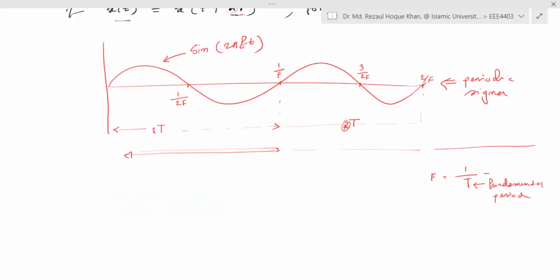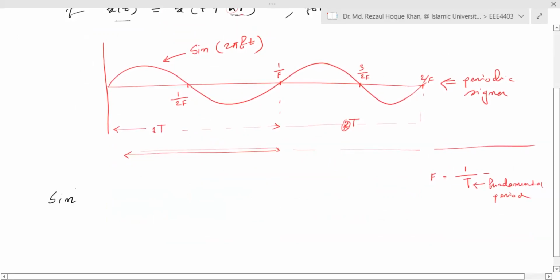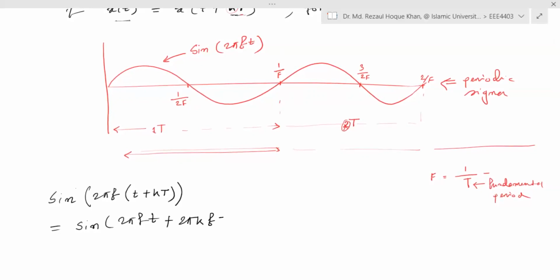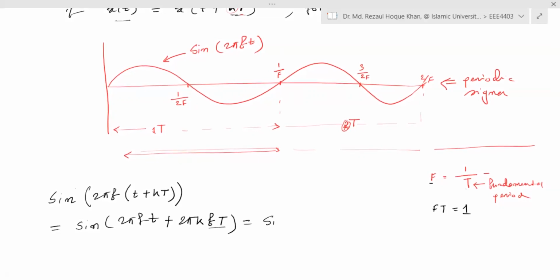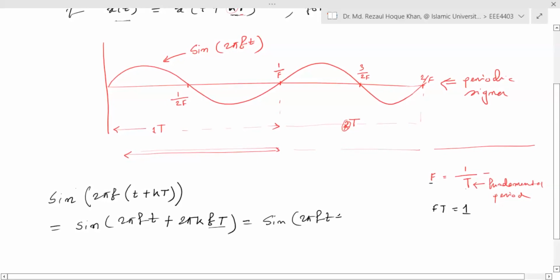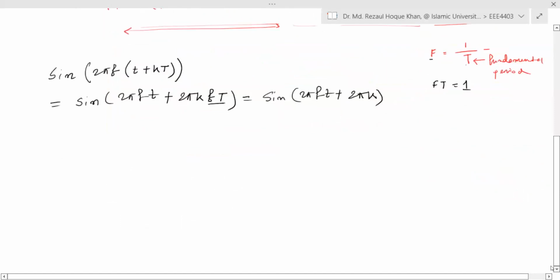Now let's say sin(2πf t). Instead of t, what if you take t plus any integer number of periods T? What do we find? sin(2πft + 2πkfT). Here you see f equals 1/T, which means fT equals 1. If this is the case, then fT becomes 1, so this becomes sin(2πft + 2πk), where k is an integer.